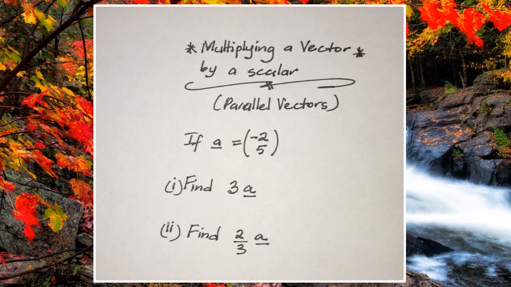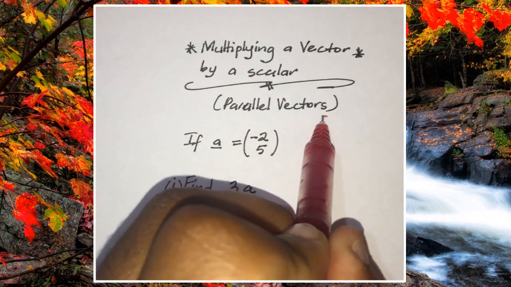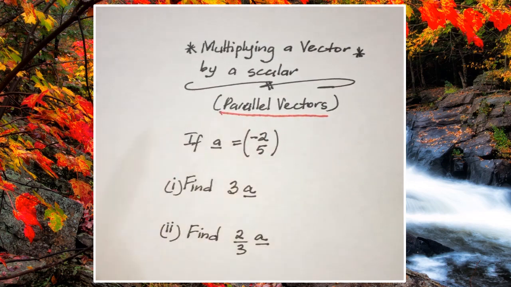Let's look at multiplying a vector by a scalar. When we talk about a scalar, we're just talking about a regular number. And remember too, in previous videos, that when you multiply a vector, it is also called a parallel vector. Same direction, but different magnitudes. And that is what the scalar is responsible for. The scalar makes things bigger or smaller.